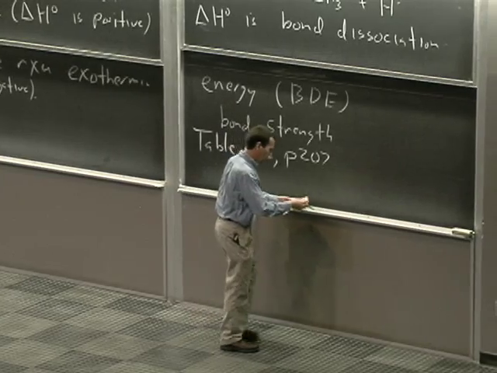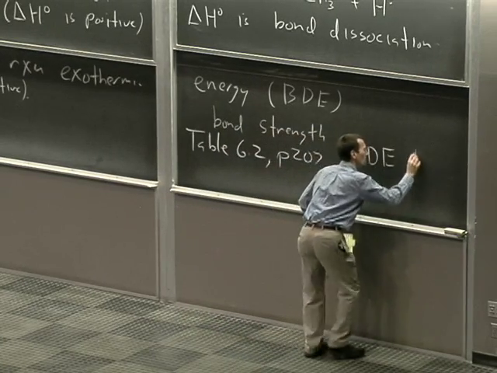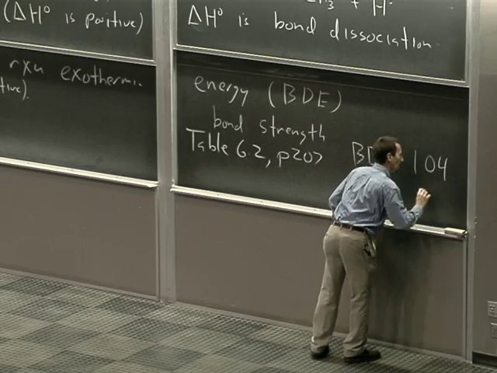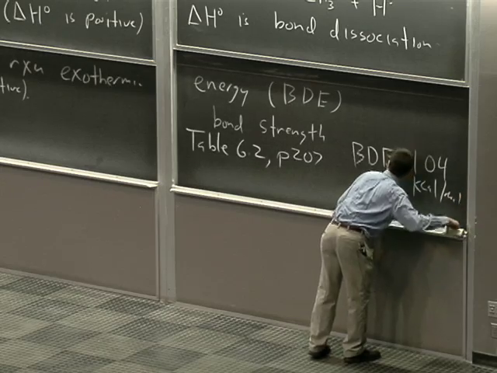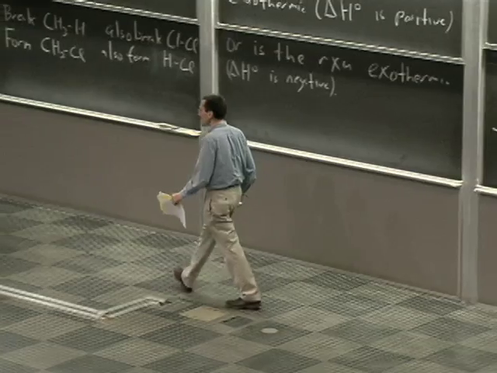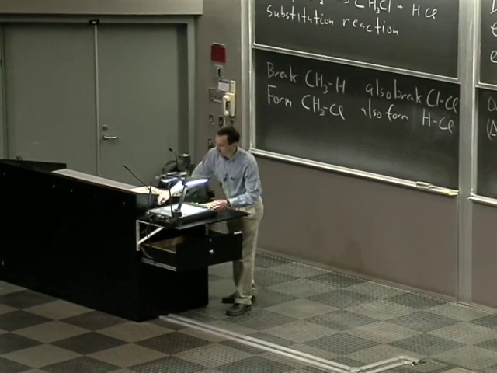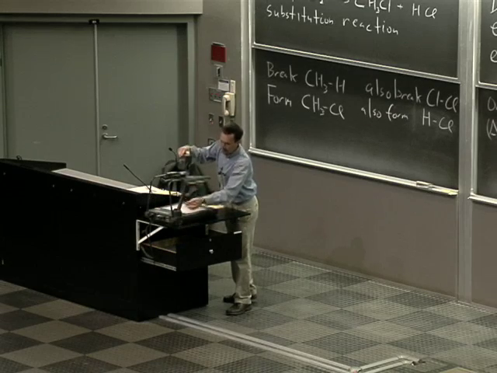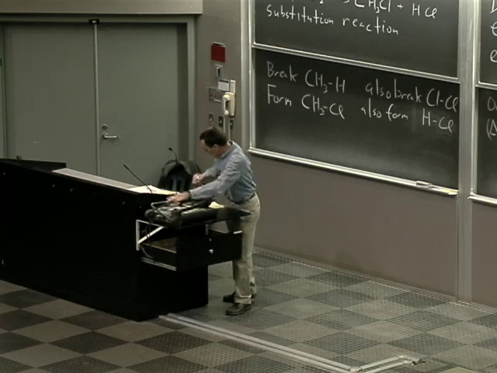And I already looked it up. The bond dissociation enthalpy for methane is 104 kilocalories per mole. And we're going to use kilocalories per mole in this class. It's a nice way of keeping track of things. All right, I want to do this for some others, and then we can tally things up. Let me put this Elmo, or whatever they call it, away.